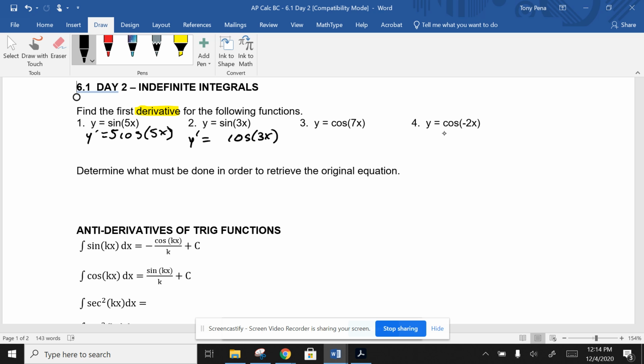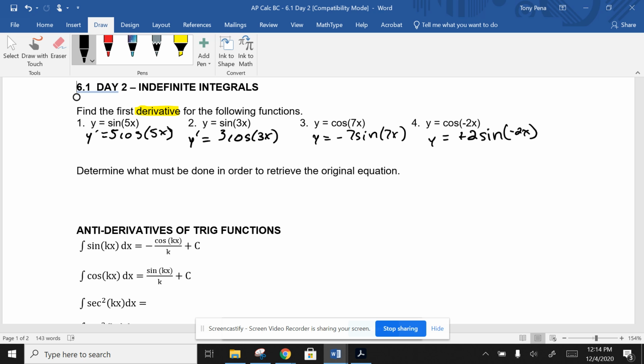So 2 should get positive cosine of 3x, and then the derivative of 3x would have given us a 3. And then number 7, derivative of cosine would have been a negative sine of 7x. The derivative of 7x would be a 7. And then lastly, initially, this would be a negative sine of negative 2x. The derivative of a negative 2x would be a negative 2, so we get a negative negative 2. So that should end up being a positive 2 sine of negative 2x.